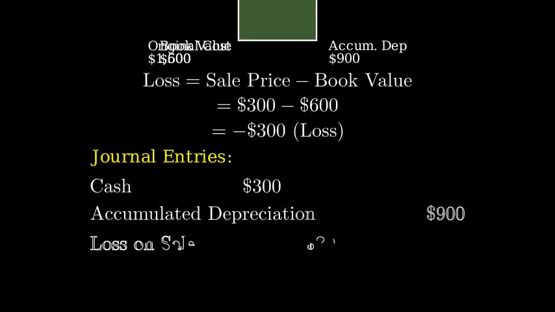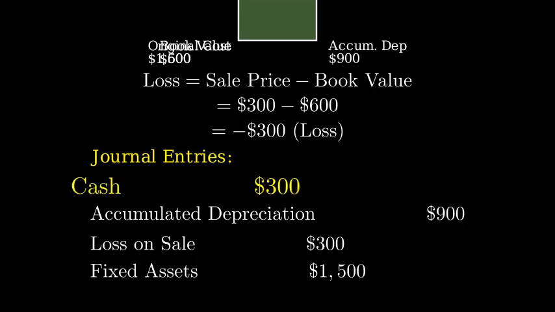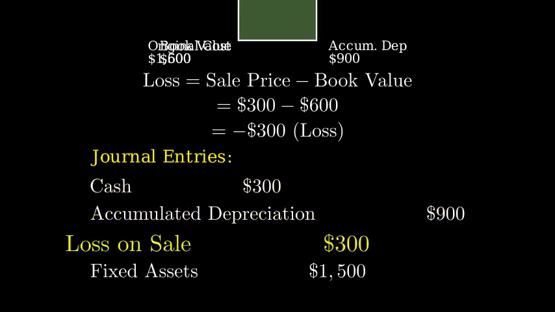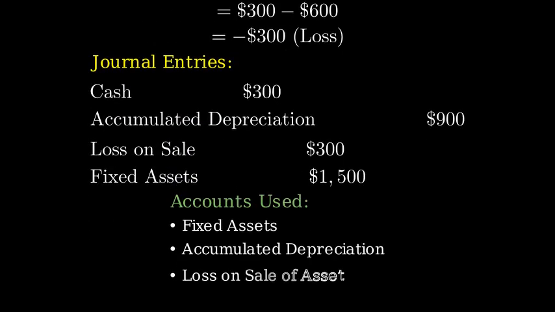Let's record the journal entries for the disposal. We need to remove the original cost from fixed assets, remove the accumulated depreciation, record the cash received, and record the loss on sale. The accounts we'll use are fixed assets, accumulated depreciation, and loss on sale of asset.